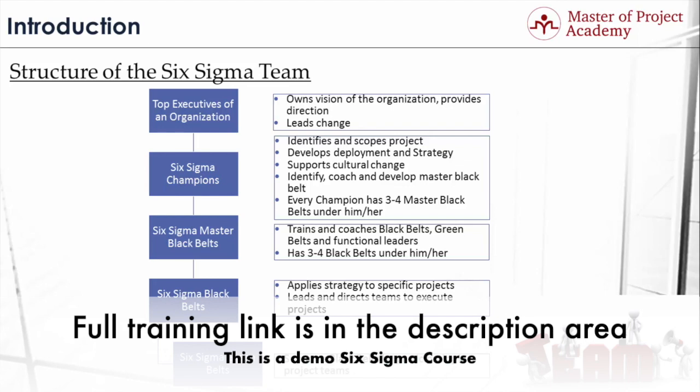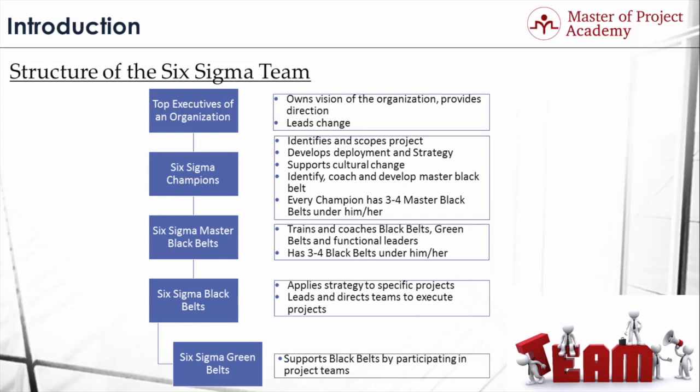These people lead change initiatives across the organization. This group plans and executes the Six Sigma implementation plan. In most organizations, a sponsor or champion is the one who oversees a Six Sigma project and is accountable to the top executives for the success of that project. Six Sigma champions identify and scope the projects, develop deployment and strategy, support cultural change, identify, coach, and develop master black belts. Each champion has 3 to 4 reporting master black belts.